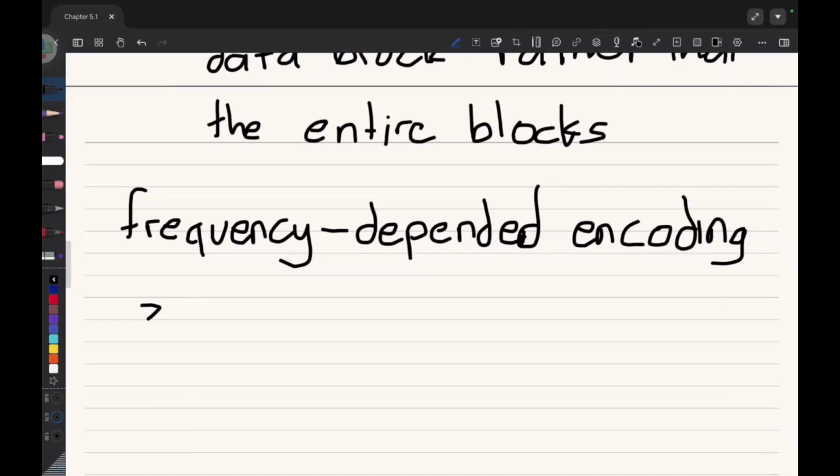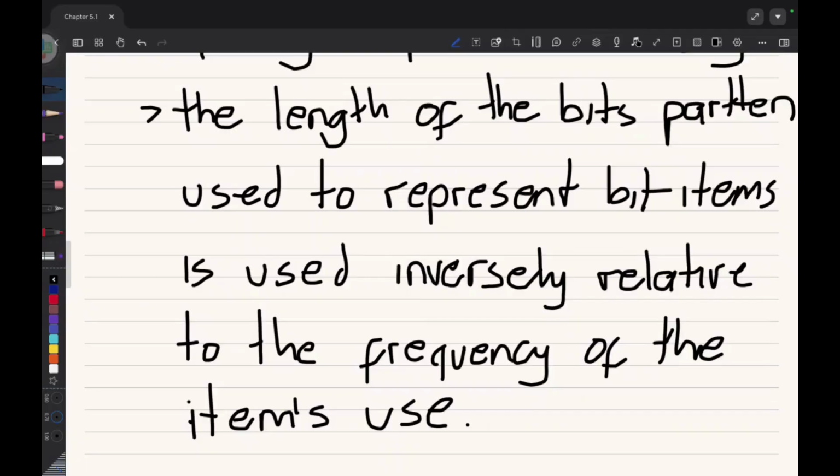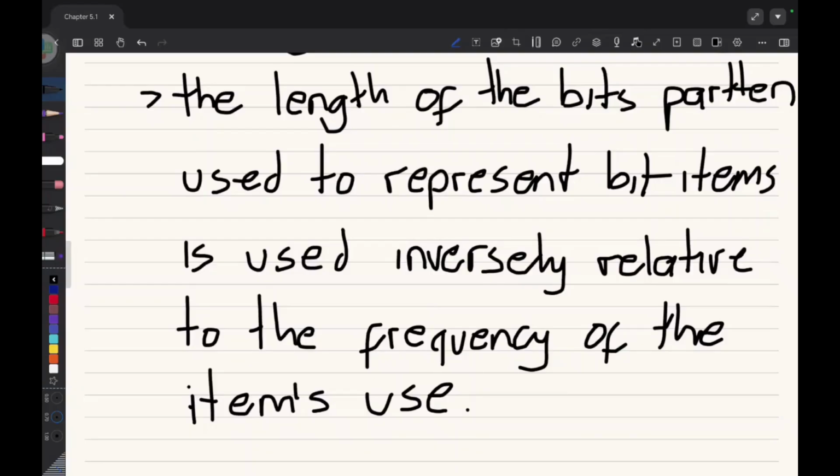All right. Now this one, how can I explain this one? The length of the bit pattern used to represent the items is inversely related to the frequency of the items used. All right. This is the frequency dependent encoding. It takes frequency rather than the whole thing, right?